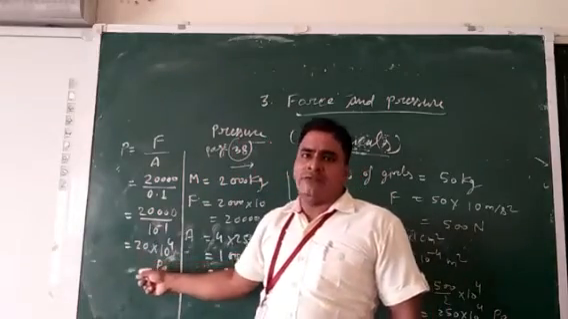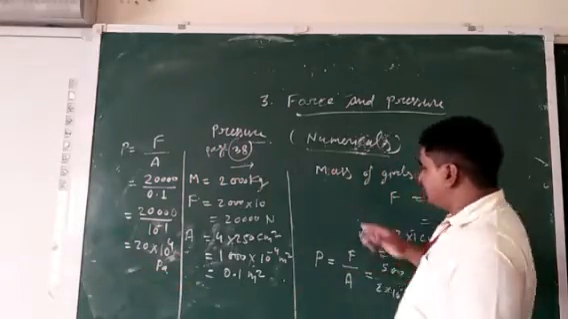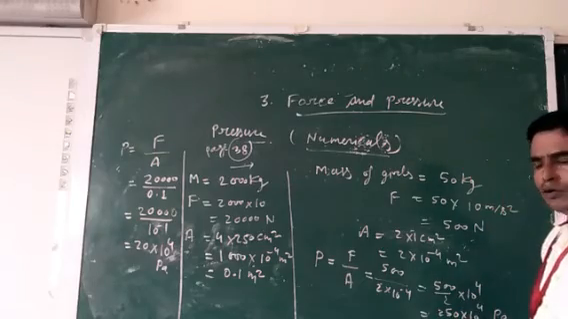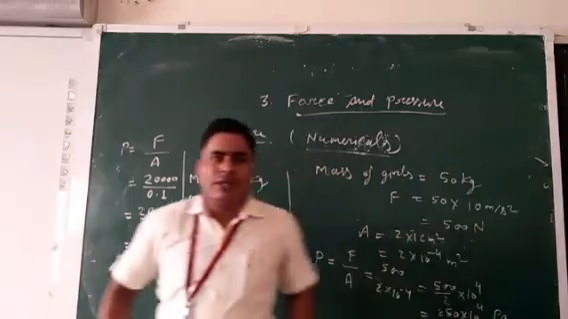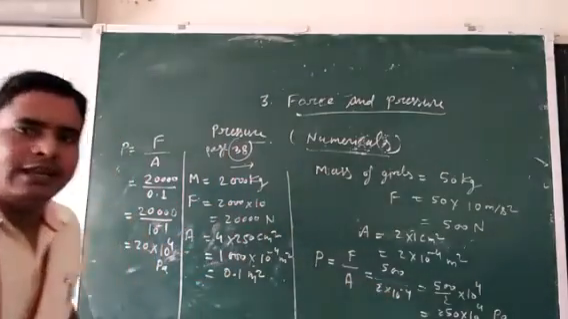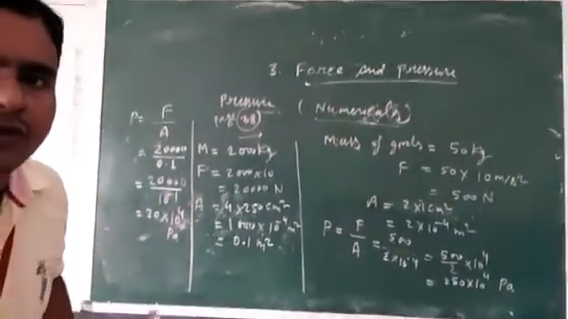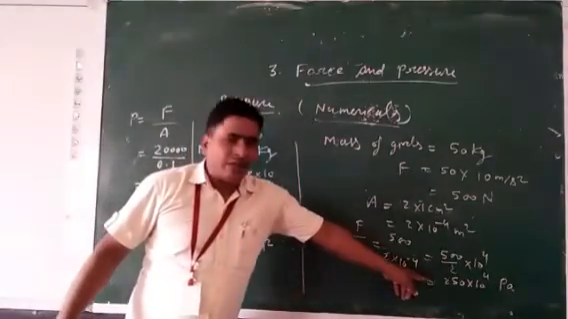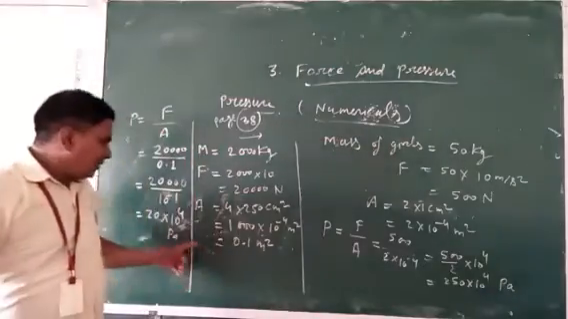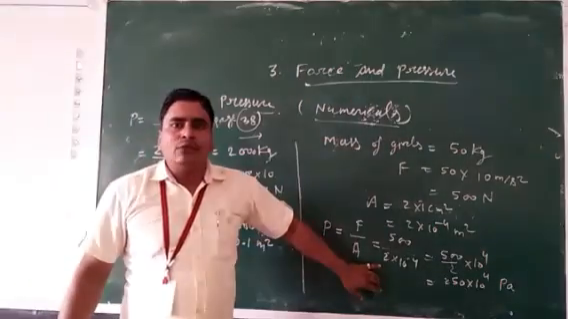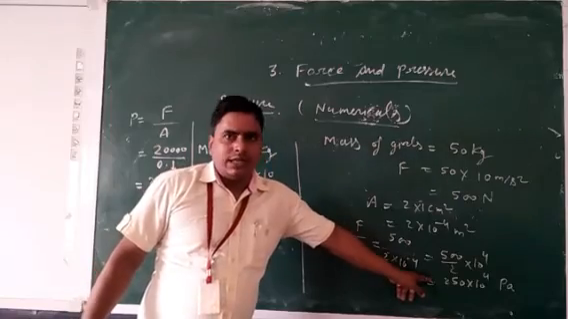So this much pressure is exerted by the elephant on the ground, and this much pressure is exerted by the heels on the ground. Which one is greater? Second one or first one? This pressure is 250 into 10 to the power 4 and this pressure is 20 into 10 to the power 4. So which one exerts more pressure? This one.